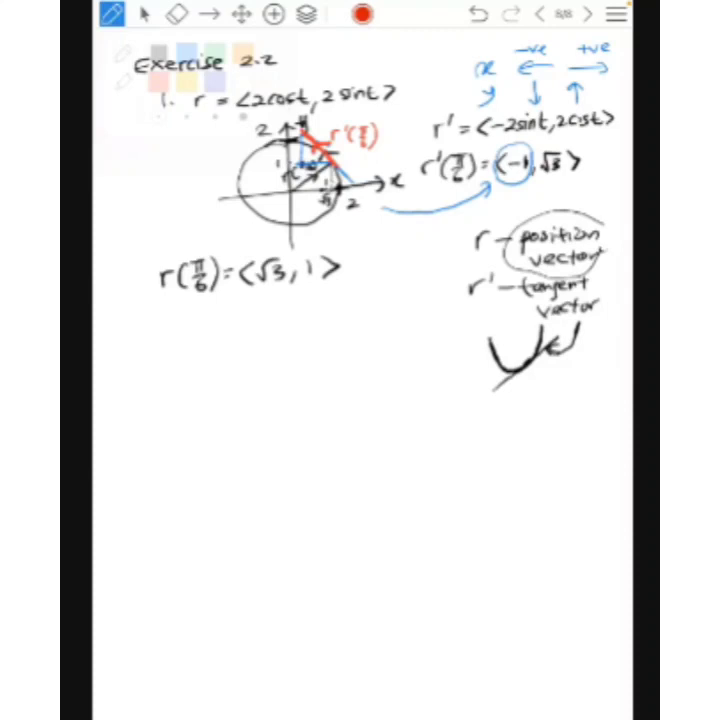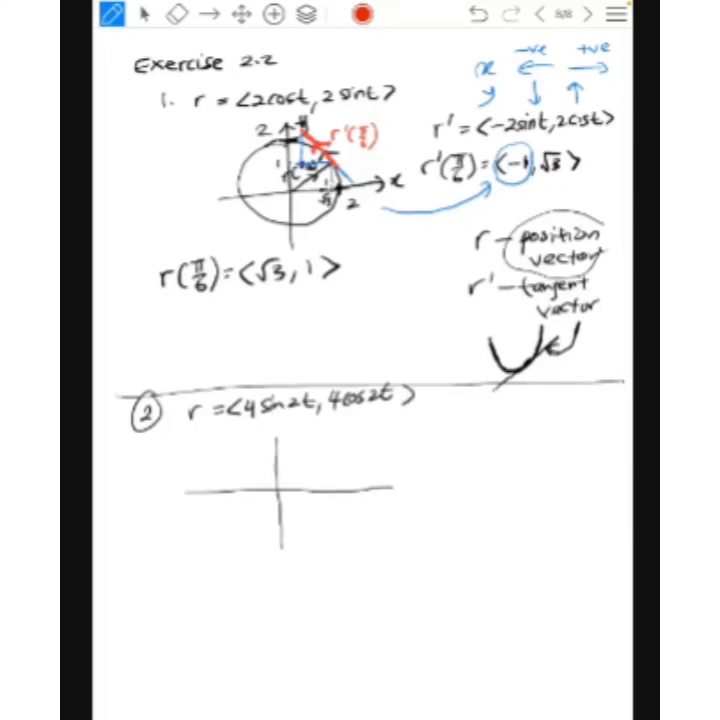Okay, let's look into question number 2. It is basically similar to this question. Okay, now it is 4. This one is the same too. It is a circle of radius 4. Basically, since the question does not give you a domain, so you may just draw a circle, a full circle.